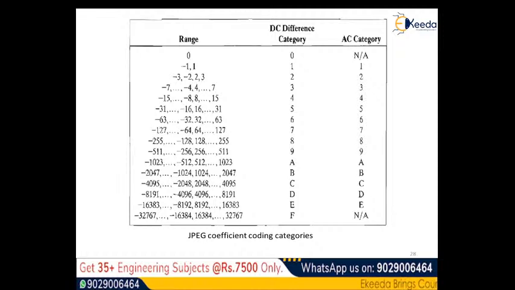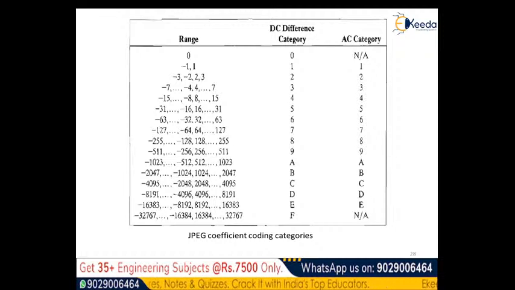On the left hand side we have the first column, the range. The range you can see for the first entry we have 0, then -1 to 1, then -3 to 3, -7 to 7, -15 to 15, -31 to 31, -63 to 63. So this is all 2 to the power something. Then the DC difference category, here we have 0, 1, 2, 3, 4, 5, 6, 7, 8, 9. After 9 we have capital A, B, C, D, E, F, and the AC category.